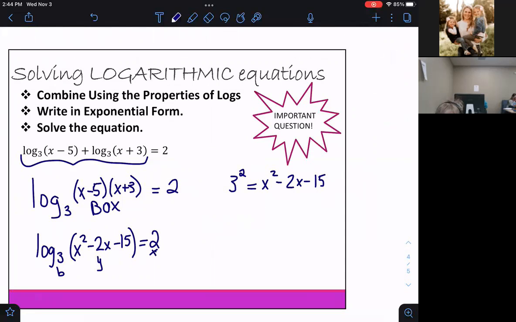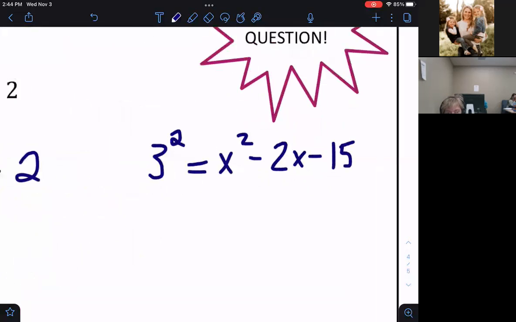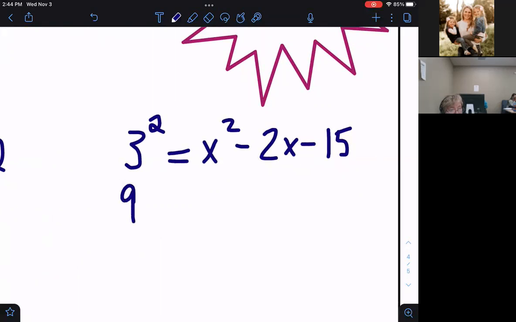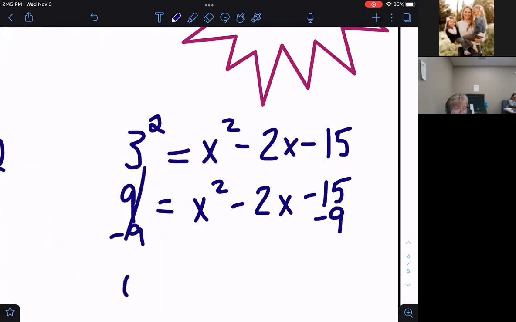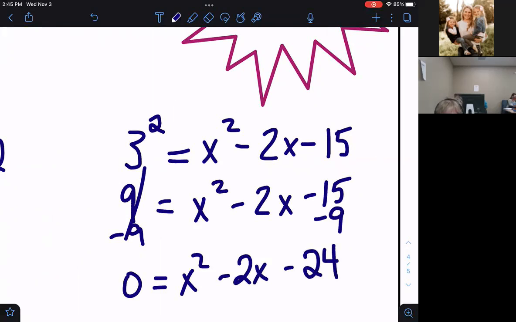Now, if I had just given you this problem over here on the right-hand side and told you to solve that equation, hopefully you would identify, hey, it's a quadratic, it has x squared in it. So I want to move everything to one side so that I can factor. So we're going to take that 3 squared, which is 9, and move it to the left or the right hand side. We're going to subtract 9 from both sides. So that's going to give me 0 now, equals x squared minus 2x minus 24.